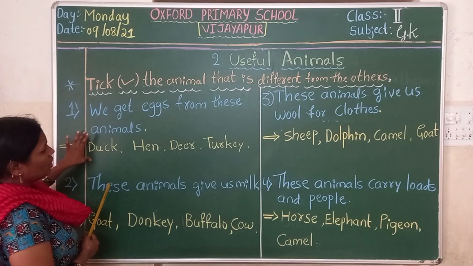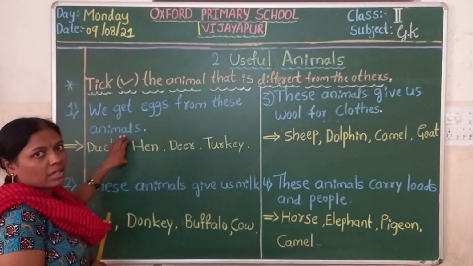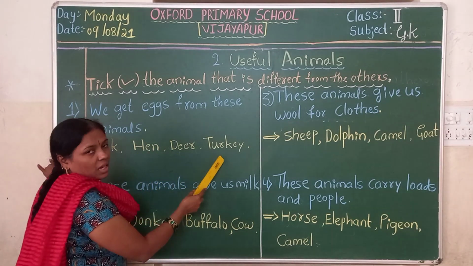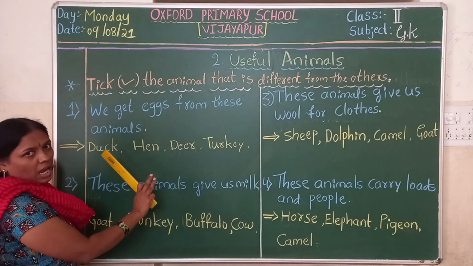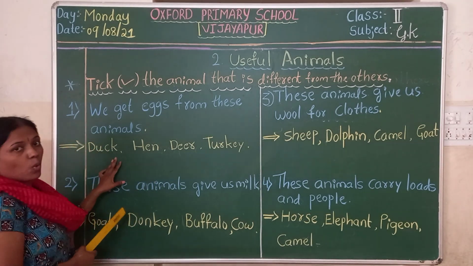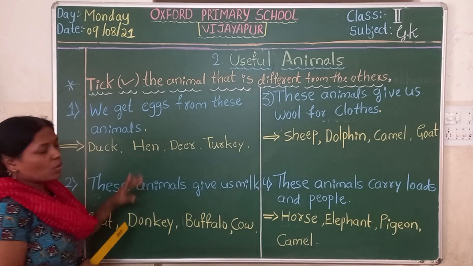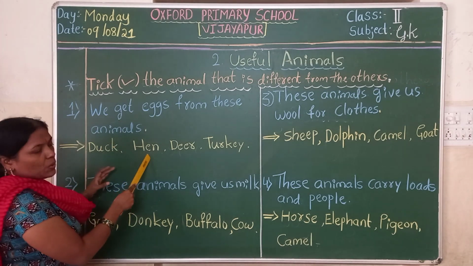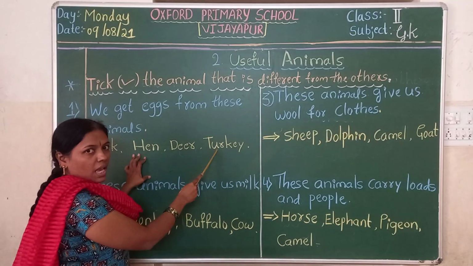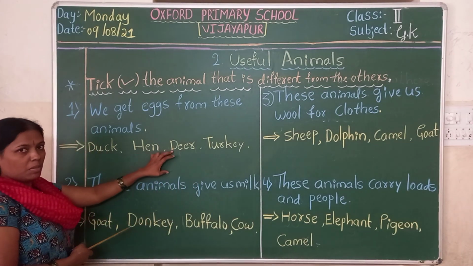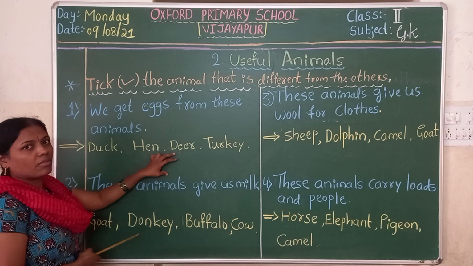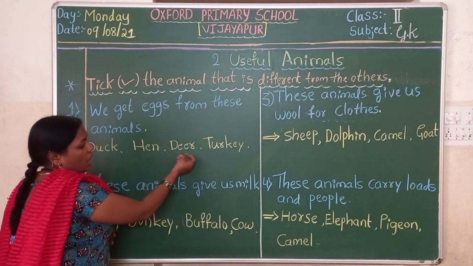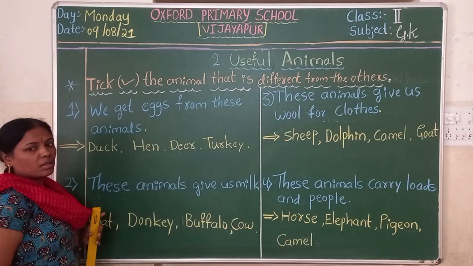Okay, so here, what do you know? Many birds give eggs. So here, duck, hen, deer, and turkey. They have given 4 animals and the birds here. So among them, what do we have to do? We have to tick one which is different from the others. See here, duck gives egg, hen gives egg, and turkey also gives egg. But deer is an animal, and this will not give an egg. It gives birth to a baby. So we have to mark this and we have to tick this.